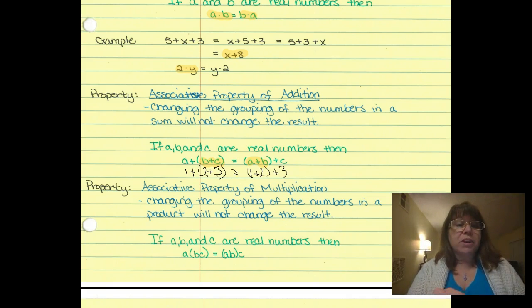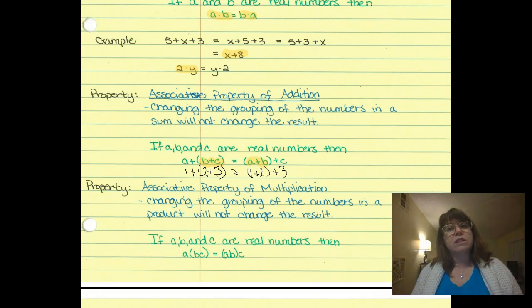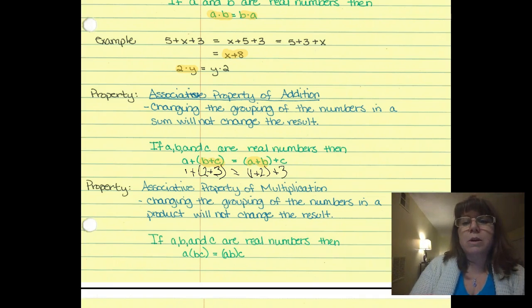Now, with the associative property of multiplication, changing the grouping, again, does not change the result. If A, B, and C are real numbers, then A times the quantity B times C will be the same thing as the quantity A times B, times C. Again, if I use the same numbers 1, 2, and 3, B times C, that would be 2 times 3, is 6, and then I multiply it by 1, the answer is still 6. Now if I take 1 times 2 first, and that's a 2, 2 times 3 is still going to be 6. But let me scroll down and show you a couple more examples.